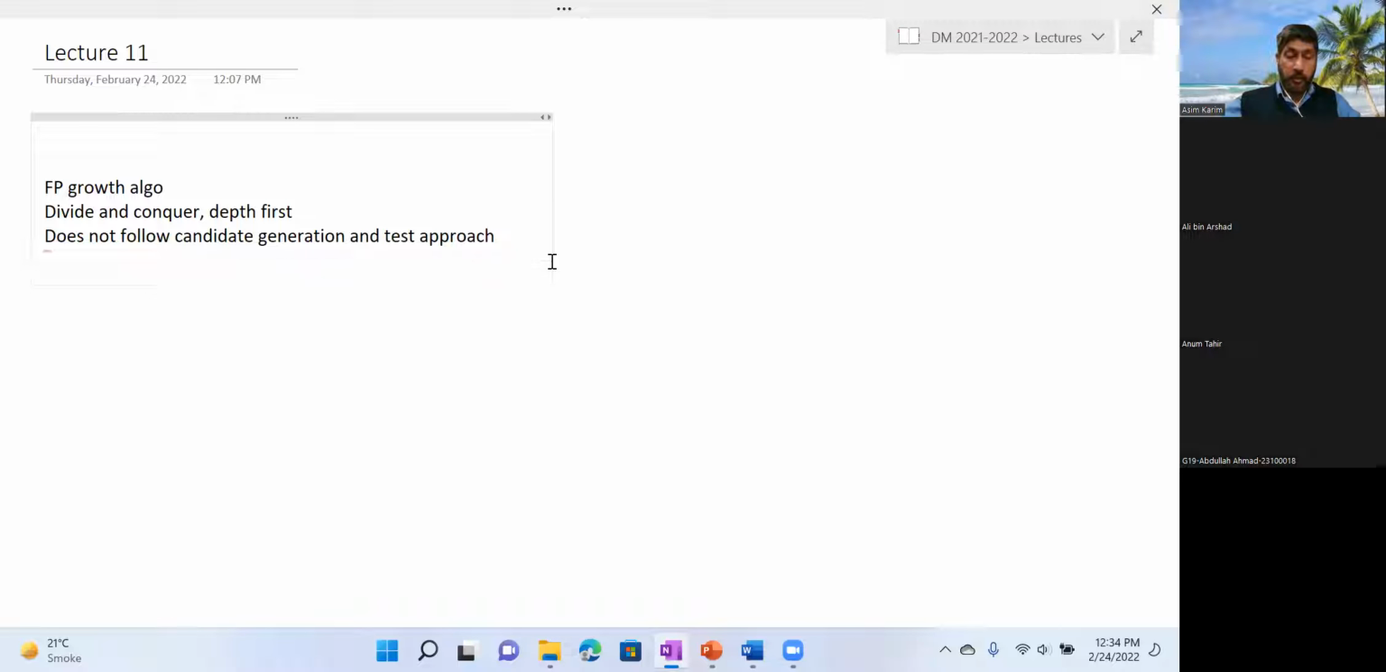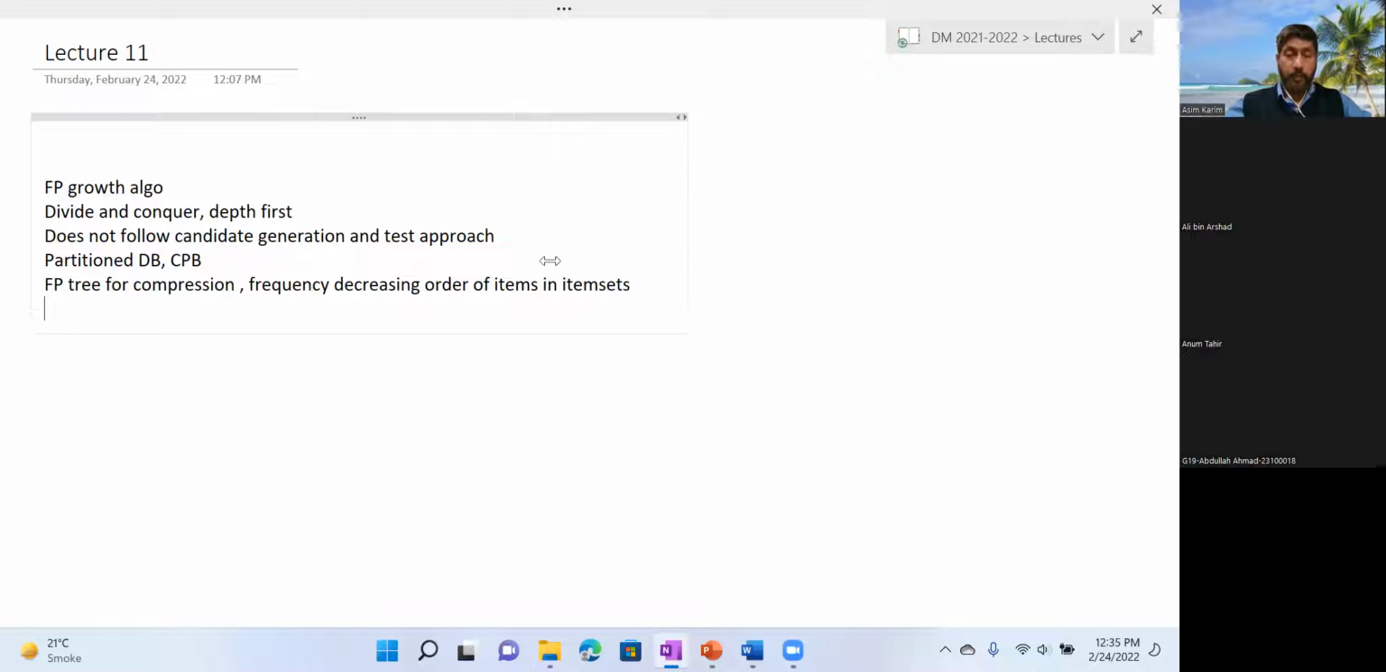So partitioned database is another concept that this one uses, which in the context of FP growth is also known as a conditional pattern base. When you don't include the item on which you project a database, you call it the conditional pattern base. And of course, it uses compression using the FP tree. So these are some of the ideas that it uses. Of course, this compression is based on the tree structure as well as the frequency decreasing order of items in item sets. This was the reason why we got the high degree of compression.